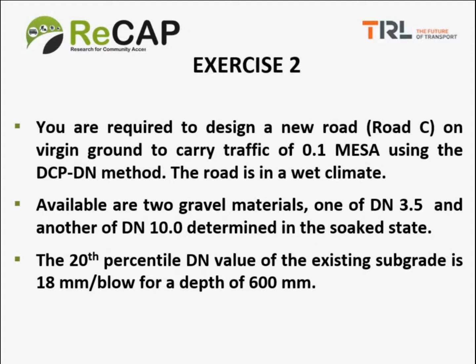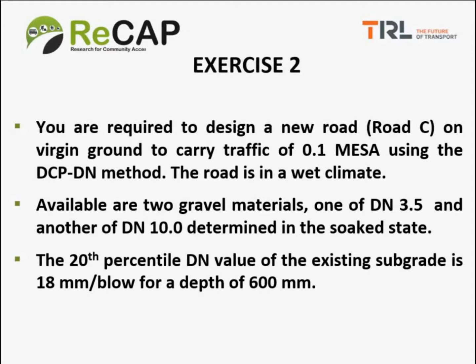Exercise 2, I mention now, but we will come to this after exercise 1. You are required to design a new road, which we'll call Road C, on virgin ground to carry traffic of 0.1 million equivalent standard axles using the DCP-DN method. The road is in a fairly wet climate. Available are 2 gravel materials, one of DN, DCP number 3.5, and another of DN 10.0, and these have been determined in the soak state.